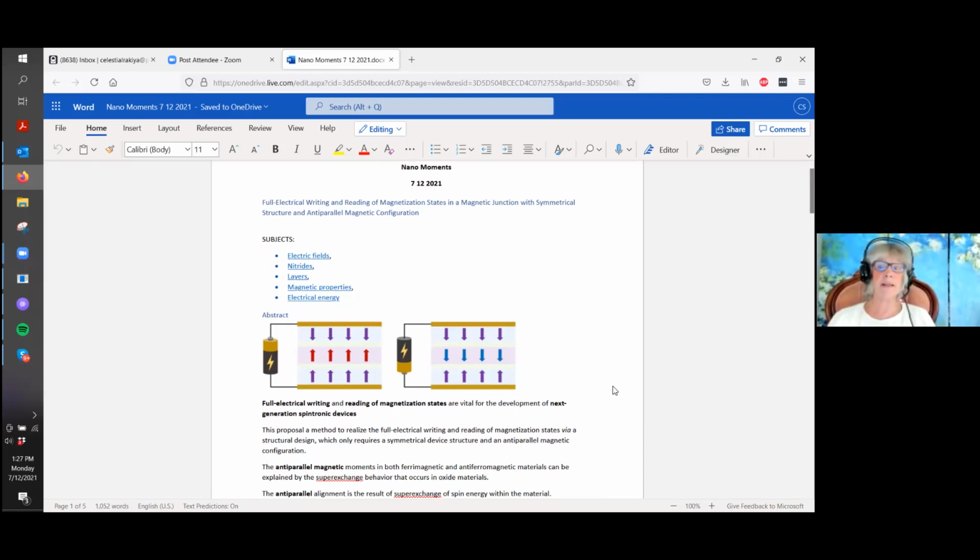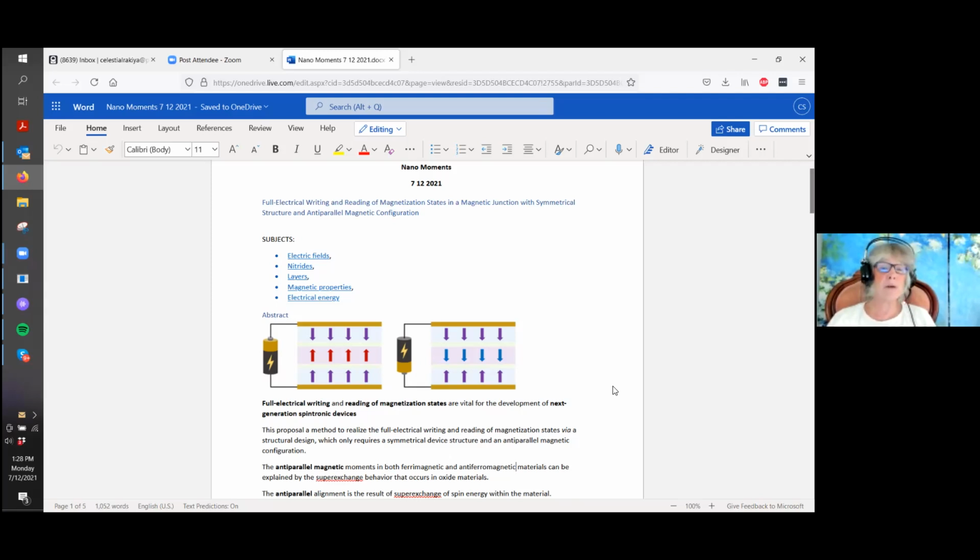So this one is talking about full electrical writing and reading of magnetization states in a magnetic junction with symmetrical structure and anti-parallel magnetic configuration. And I know many of you are trying to grasp what's going on with this magnetism, and we are going to dive into all the different nuances of that in the next webinar, but this is going to help prepare you for what you're going to be hearing. And I know it's a little bit complicated, but we're going for it anyway.